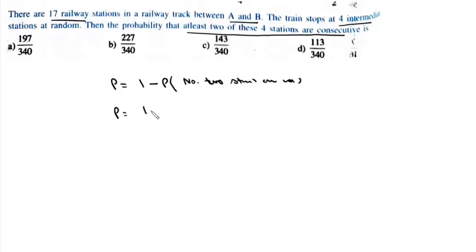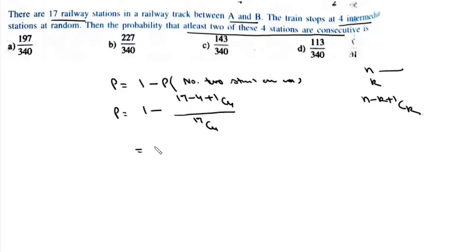Now this probability will be 1 minus. Now the total number of ways of choosing 4 stations will be 17C4. Now we have to find the number of non-consecutive selections in a row. Now we have already studied that in one of the previous videos, how to find the number of non-consecutive selections in a row or along a circle. Now if we have n arranged objects in a row and out of which we have to select k non-consecutive objects, it is given by (n minus k plus 1)Ck. So it will be 17 minus 4 plus 1 C4.